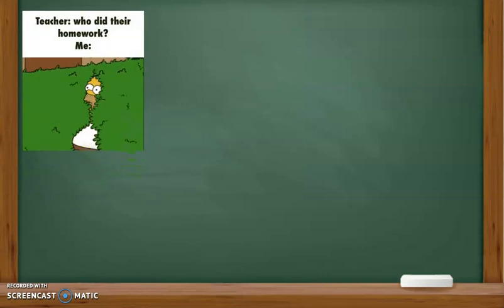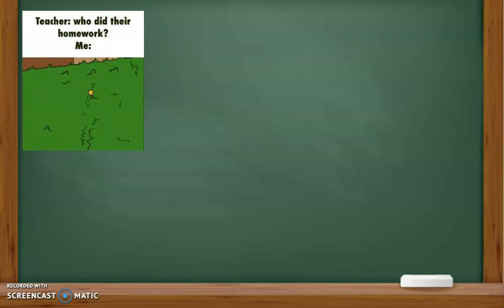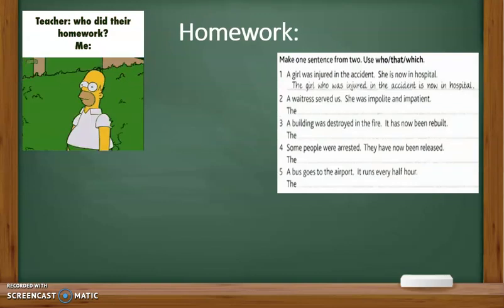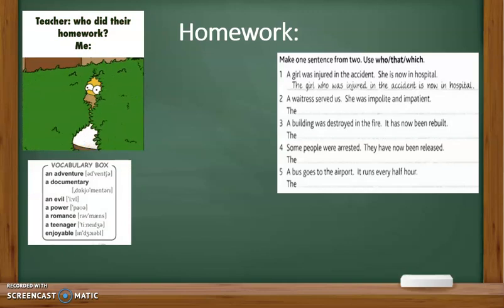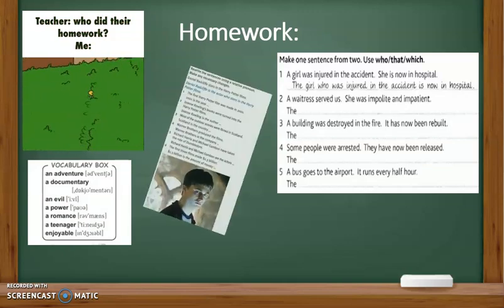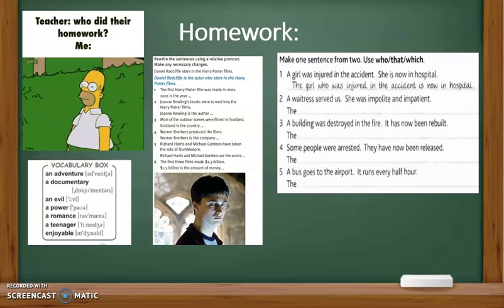Great! Our lesson is over. So let's talk about your homework. Your homework is: make one sentence from two. Use who, that, or which. Learn your vocabulary box, please. And rewrite the sentences using a relative pronoun. Make any necessary changes.